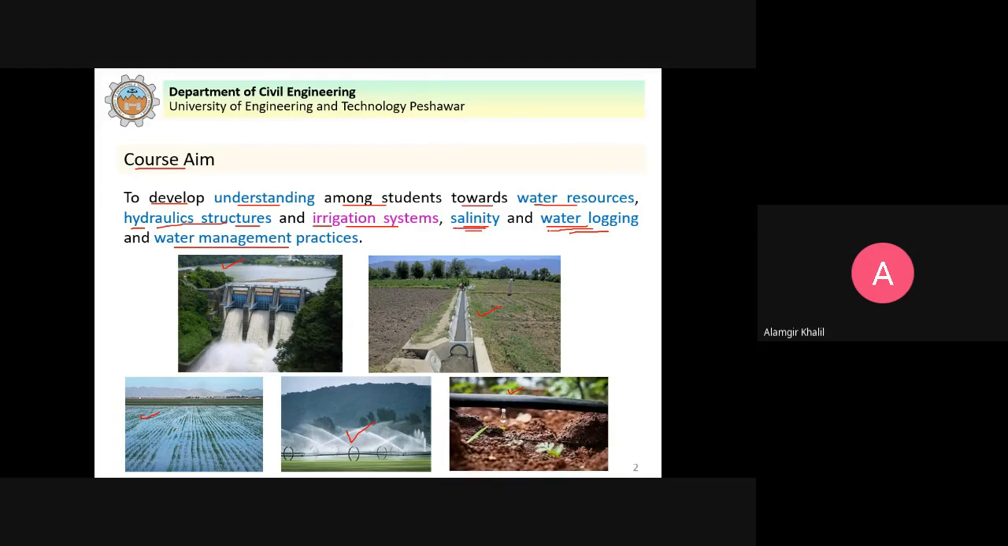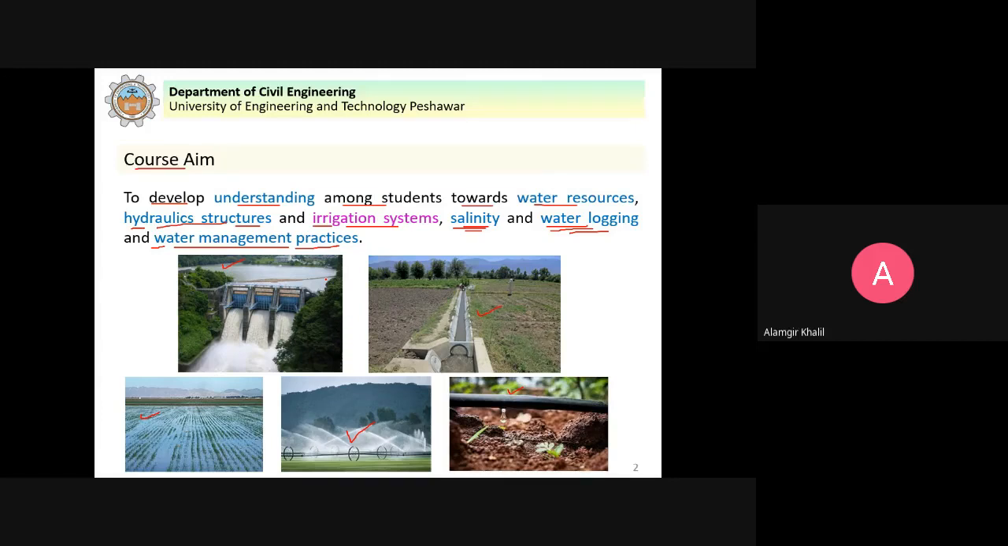So these are actually problems that we face. We will study what the different causes of salinity and water logging are and how we deal with these problems. And we study about the water management practices, so how we can better manage the water at the catchment or basin level.